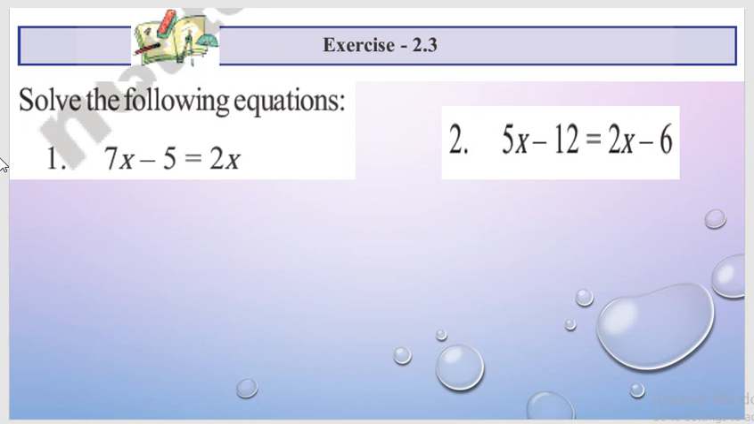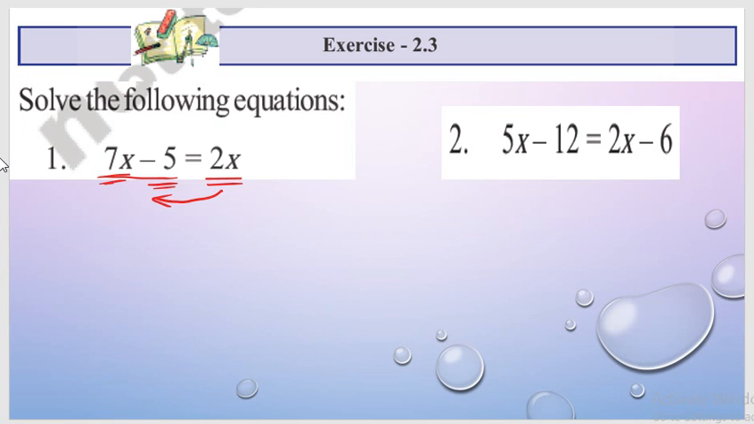The question is given as 7x minus 5 is equal to 2x. In these types of questions, we need to bring the like terms onto one side. That means the variable should be present on one side and the constant should be placed on the other side. If you observe here, 7x and 2x are the terms containing the variables, and minus 5 is the constant.